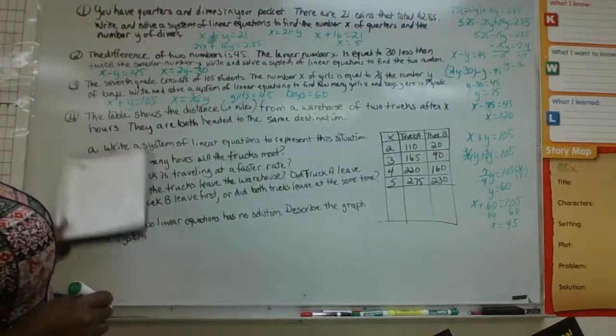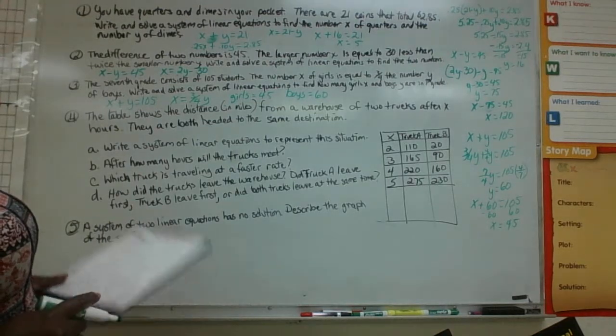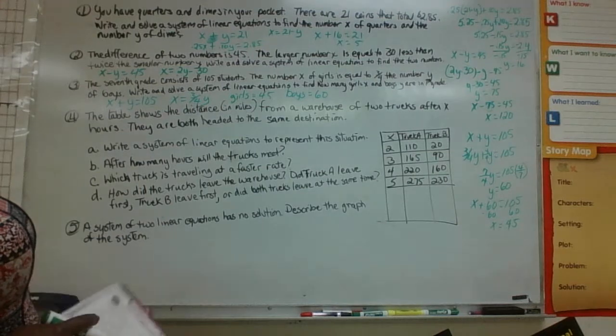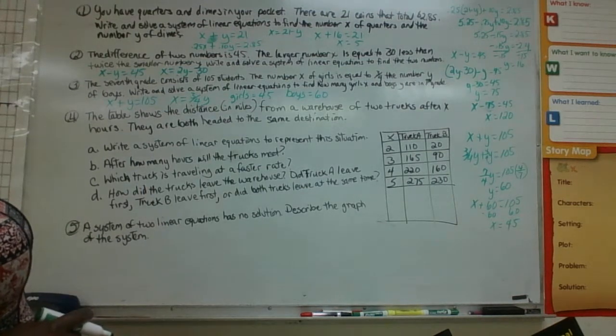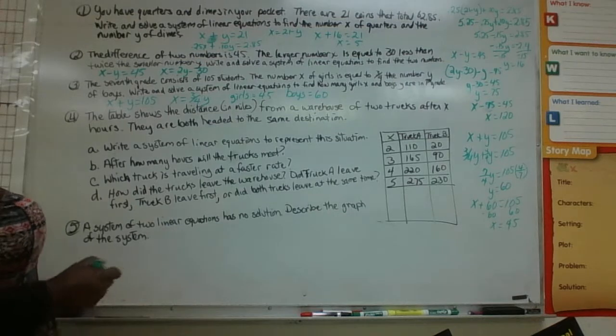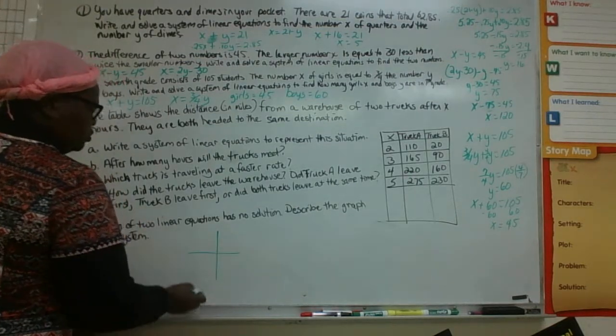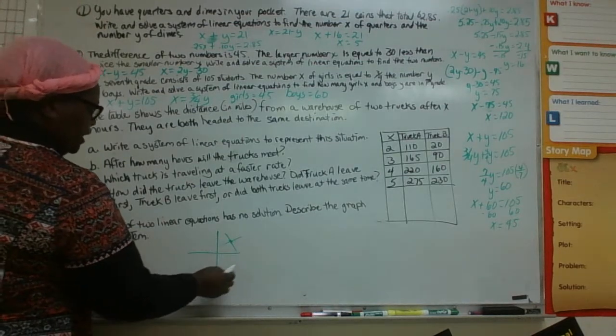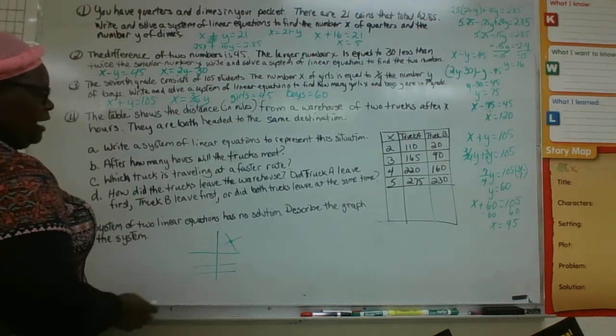All right, let's move on to number 4. All right. Time's getting away, so I'm going to jump to number 5 just in case. Number 5 says a system of 2 linear equations have no solution. Describe the graph of the system. Well, remember, when we have a graph, when 2 lines meet, that's the solution. Well, if they never meet, then they have no solution.